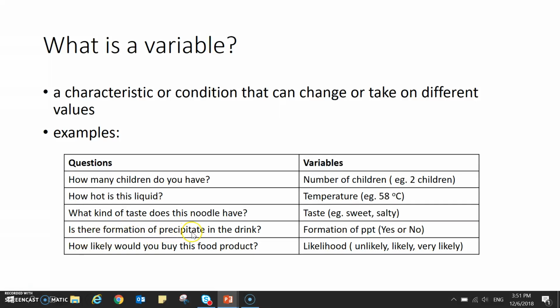Is there formation of precipitate in the drink? Then you will be measuring formation of precipitate, either yes or no. Also, you can ask the question, how likely would you buy this food product? And the variable that will be measured would be likelihood. It can be unlikely, likely, or very likely. So in conclusion, the variable that you will measure would depend on the kind of question that you're asking in the experiment. Therefore, it is important to ask critical questions and to find the appropriate variable that you want to measure in your experiment for your results to make sense.